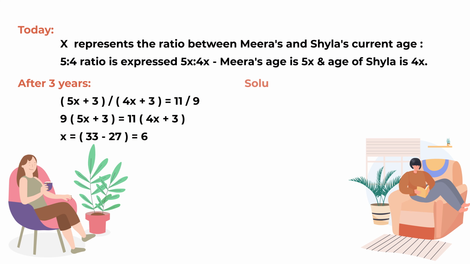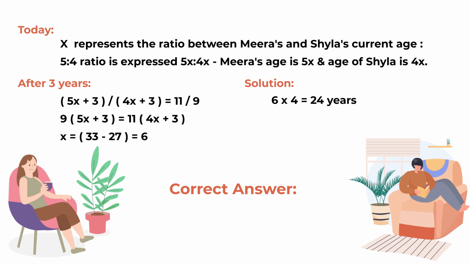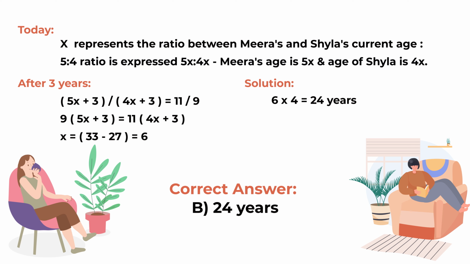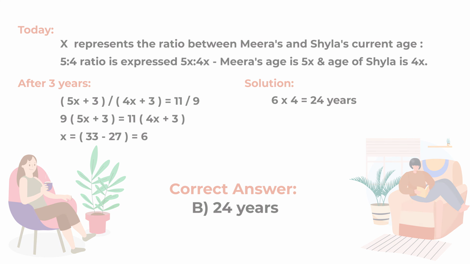So to calculate the present age of Shyla, we need to multiply 6 by 4, which was her ratio in the initial equation for the current age, which would be equal to 24. So the correct answer is choice B, 24 years old. Hopefully you've nailed this question and now know how to solve similar problems on the test.